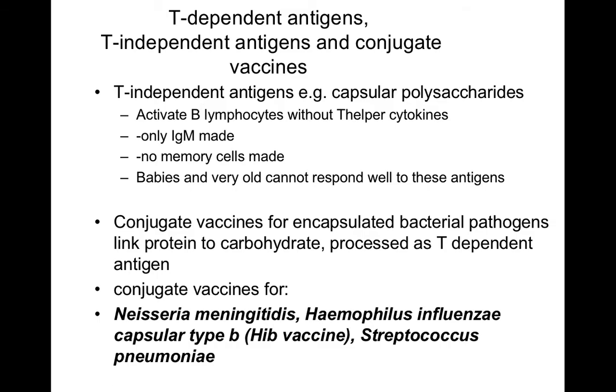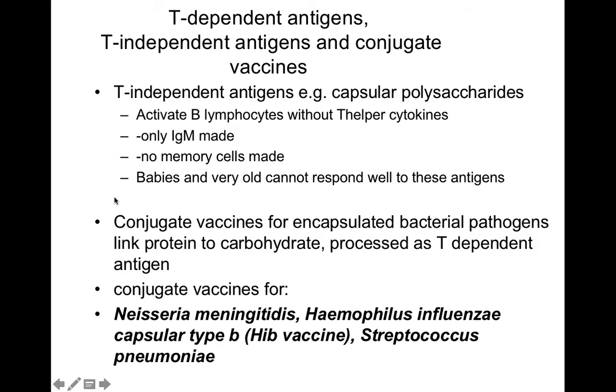So, and again, folks, this is just kind of the key point. These T-independent antigens, the capsular polysaccharides as an example, they activate the B lymphocytes without T helper cytokines. So the B lymphocytes can only make IgM and not for very long. There's no memory cells made, and babies and us very old folks, we can't respond well to these antigens. So this was a dilemma, you guys, because we need vaccines against Streptococcus pneumoniae, Neisseria meningitidis, and Haemophilus influenzae capsular type B.